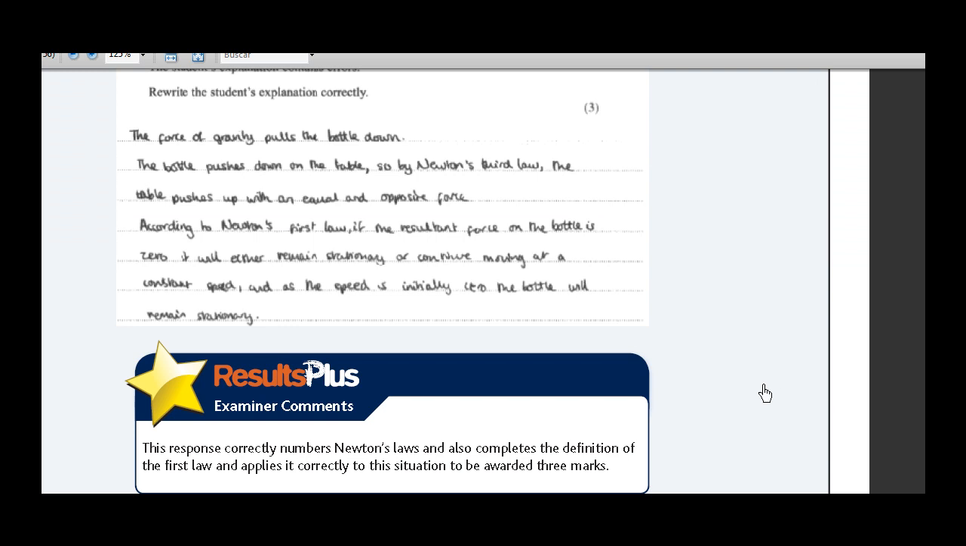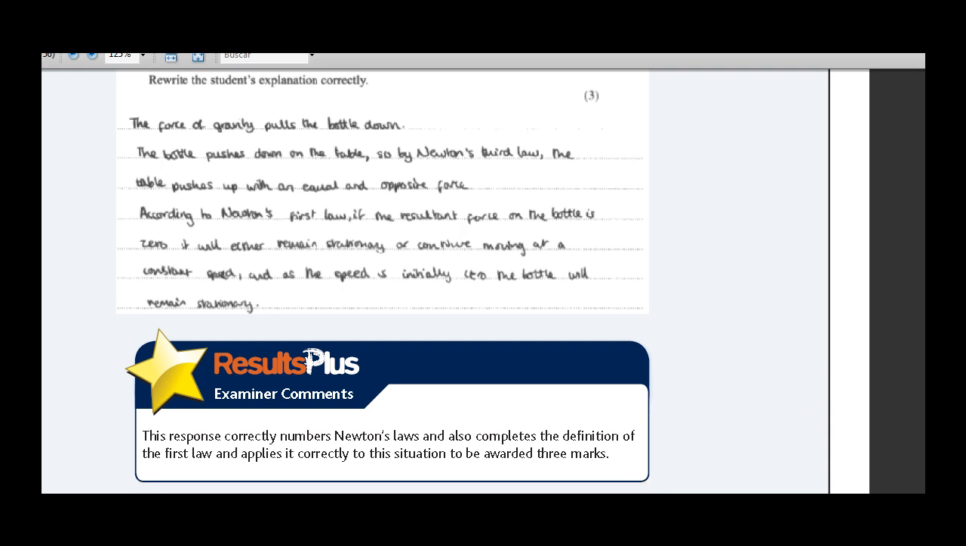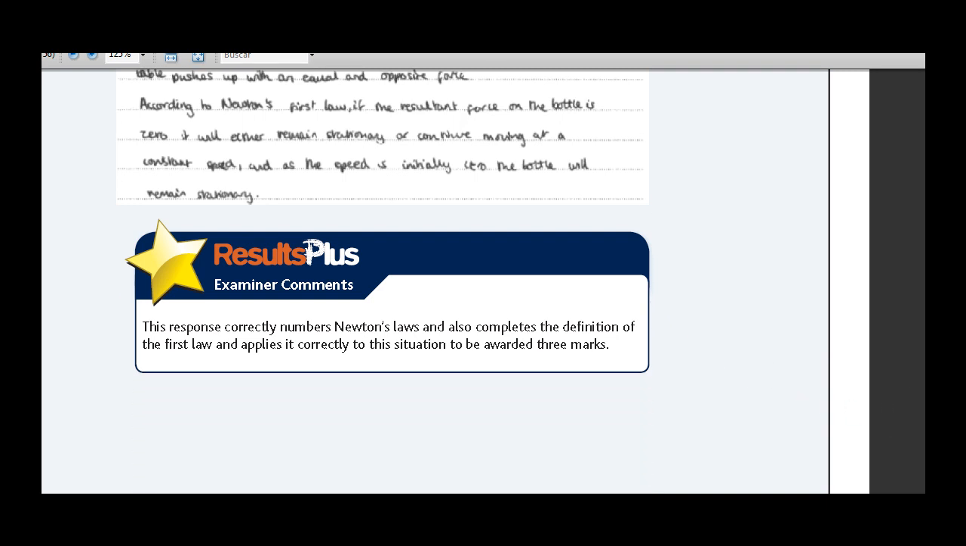It says the force of gravity pulls the bottle down. The bottle pushes down on the table, so by Newton's third law, the table pushes up with an equal and opposite force. That's all correct. According to Newton's first law, the resultant force on the bottle is zero. It will either remain stationary or continue moving at a constant speed. And as the speed is initially zero, the bottle will remain stationary. That is an absolutely excellent answer, and well, I'm sure it was awarded all the marks.